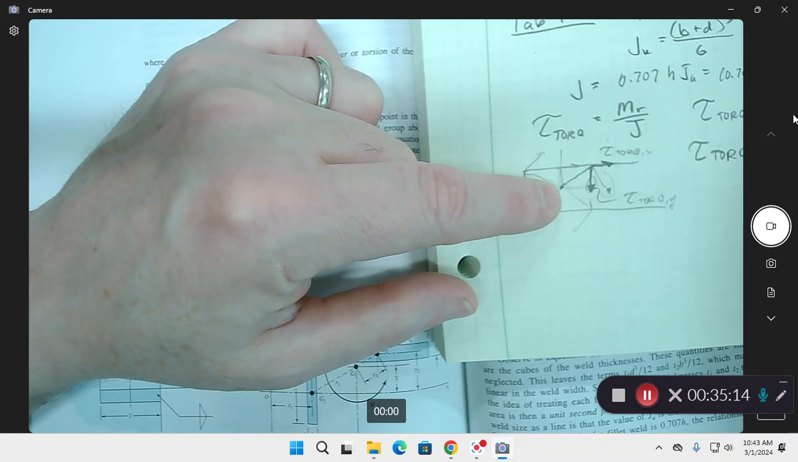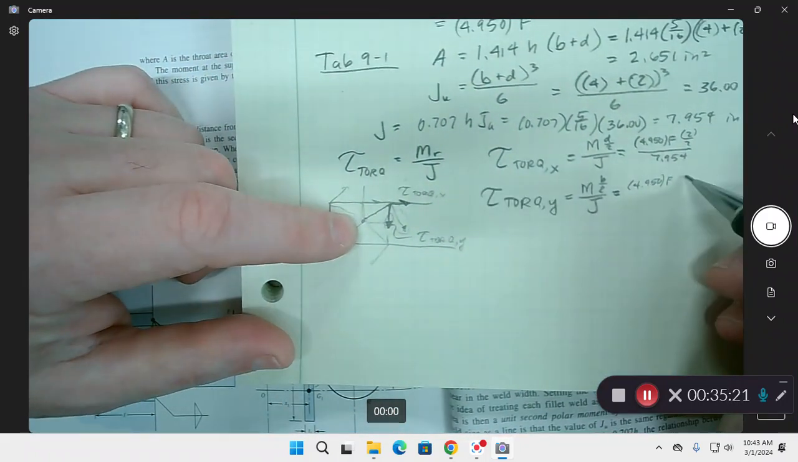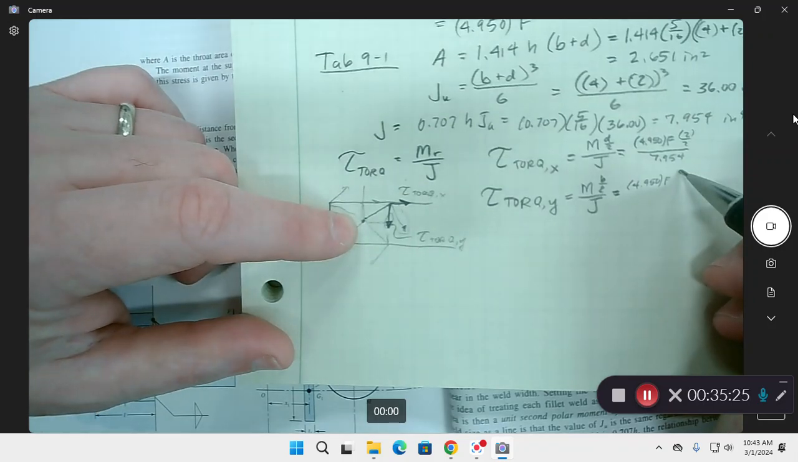4.950F. And now we're going to have B over 2. So that's going to be 4 over 2, right? Is it B4? Before? Yeah.